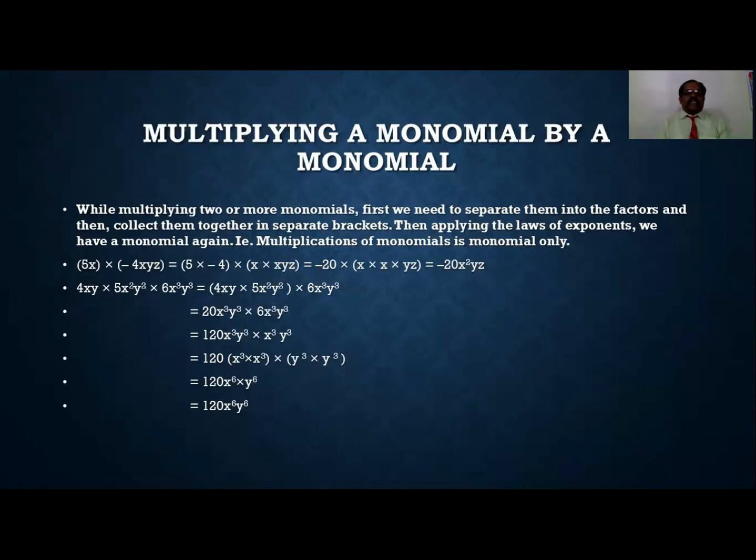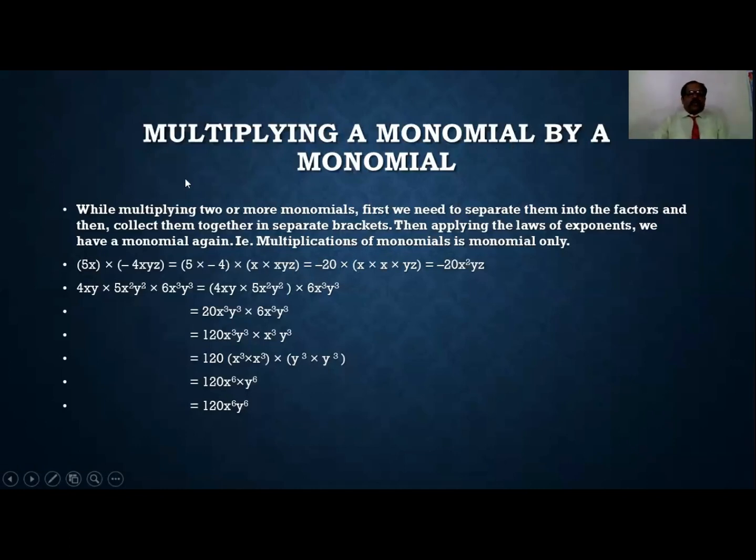Okay, let's start with multiplication of a monomial by a monomial. In the last video we have seen what monomials, binomials and trinomials are. Here, the multiplication of a monomial by a monomial means we need to multiply an algebraic expression with a single term by an algebraic expression with a single term. That is known as a monomial. An expression having only one term is called a monomial.